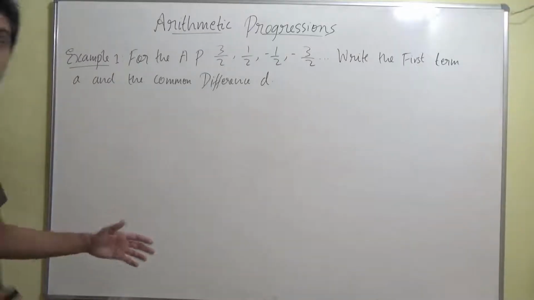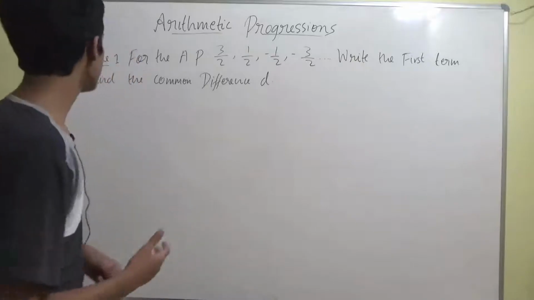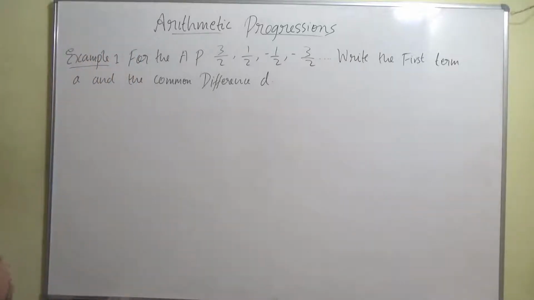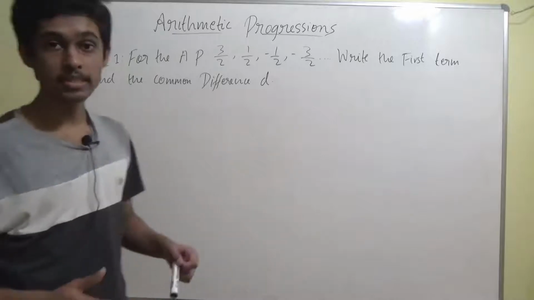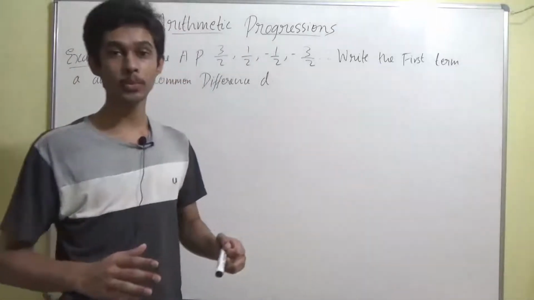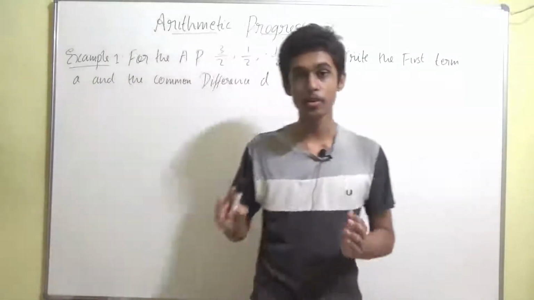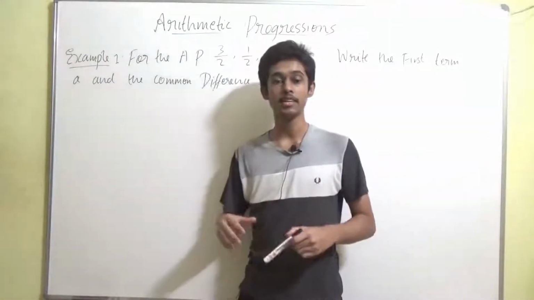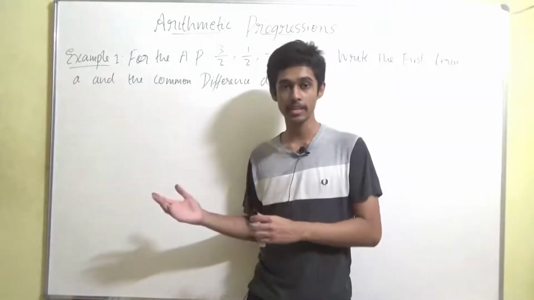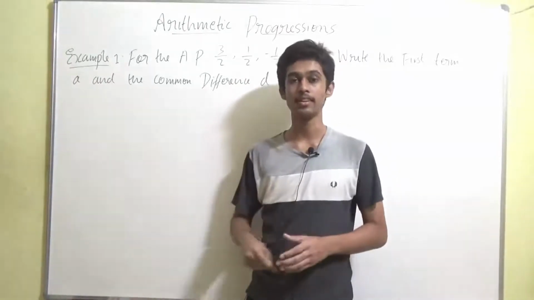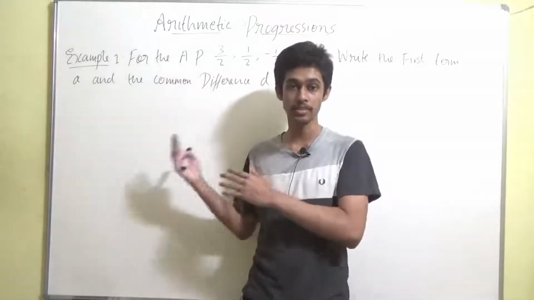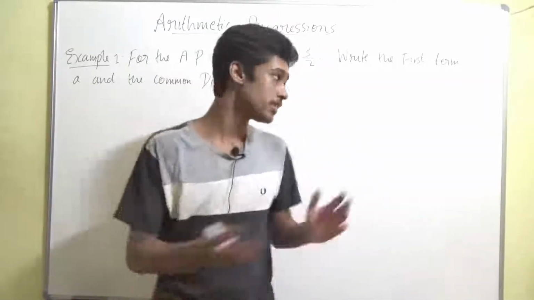Okay, guys. Now let's look at example 1. Example 1 says: for the AP 3 by 2, 1 by 2, minus 1 by 2, minus 3 by 2 and so on, write the first term A and the common difference D. I would say this is the simplest question possible from this chapter. This question is like in Dora the Explorer, where she asks where is the water when the water is right there, and asks where is the sea when the sea is right behind her. That's how even this question is.